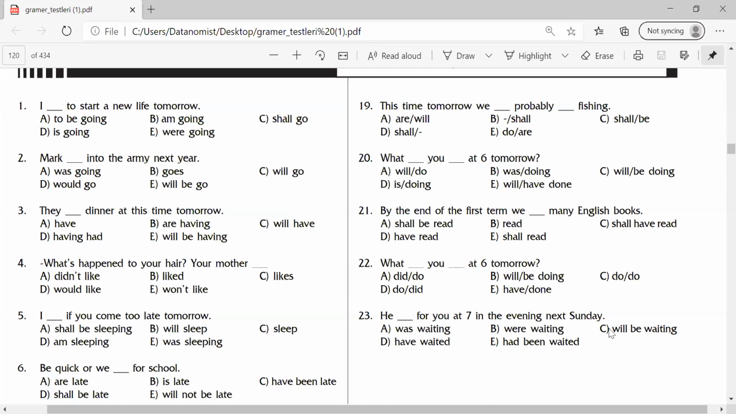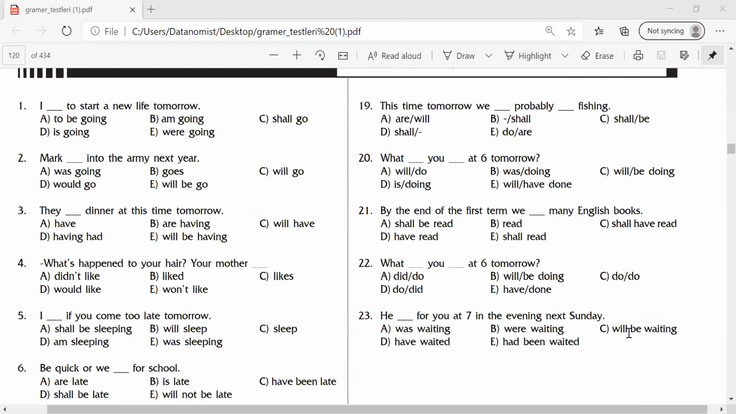Yeah, what's your answer? You said A. Did you say A? This time tomorrow we dash probably fishing, you know? No. B. We shall probably be fishing, because this time, particular point of time. Okay. Yeah. So say this one.